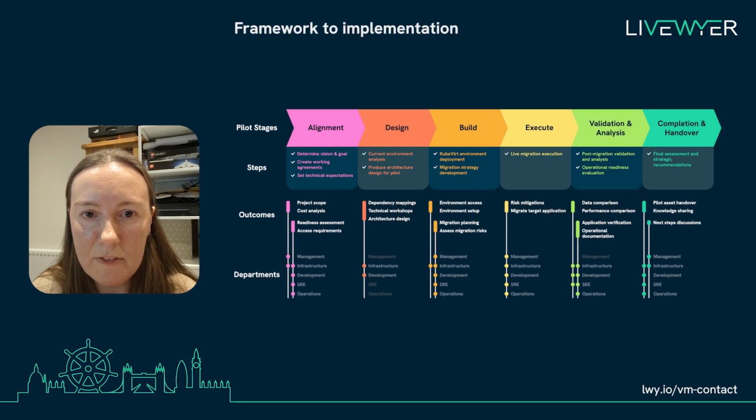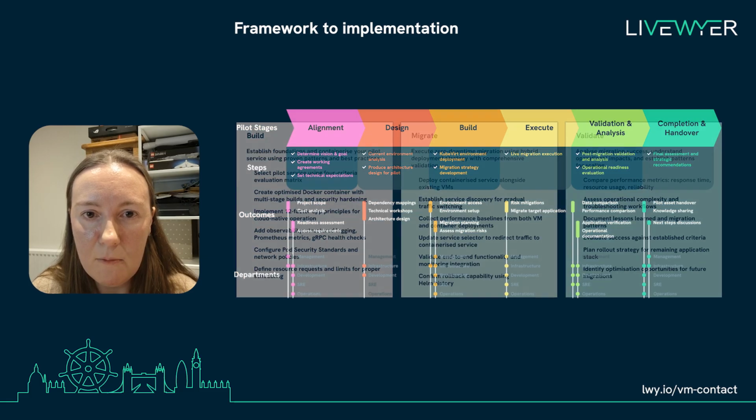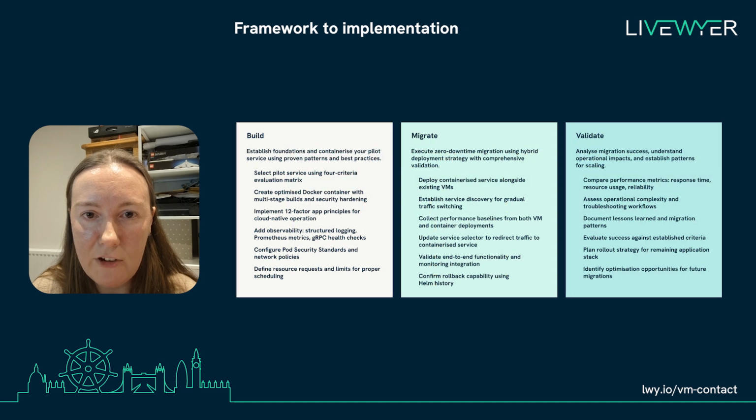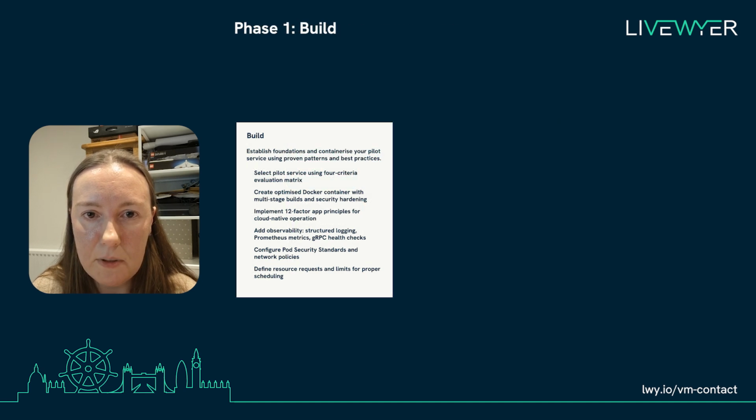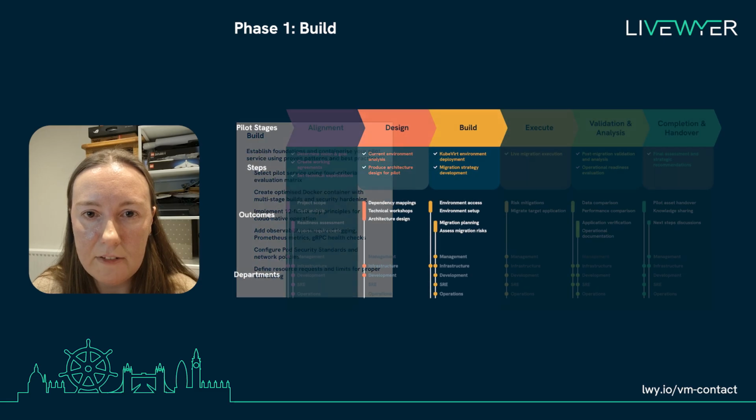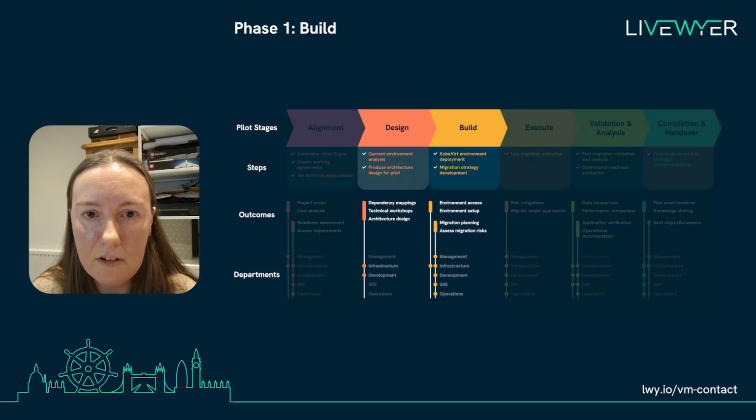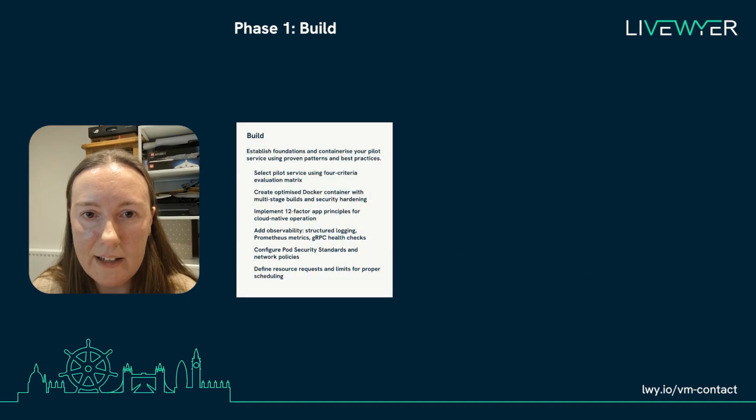Now, this framework covers everything from initial alignment with stakeholders through to the final handover, but in today's video, we're focusing on the practical implementation of 3 specific phases. The first phase is to build. This maps to the design and build phases in our framework. We'll show you how to containerize your service, implement application best practices, add observability with structured logging and Prometheus endpoints, and integrate with Kubernetes security frameworks.